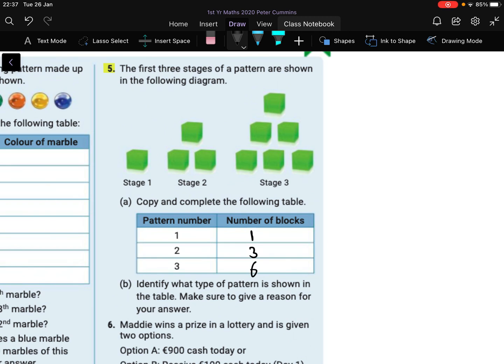Okay. Identify what type of pattern is shown in the table, and make sure to give a reason for your answer. Okay, so the difference between 1 and 3 is +2. The difference between 3 and 6 is +3. So it's not linear. It's going to be non-linear. Why? Well, the first difference is not the same. They're all different. +2 and +3, different numbers.